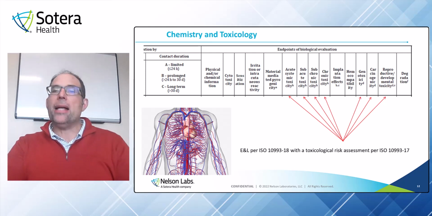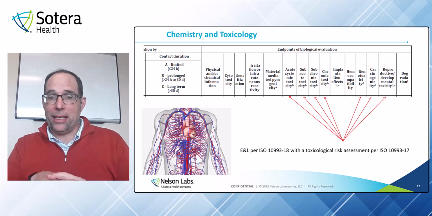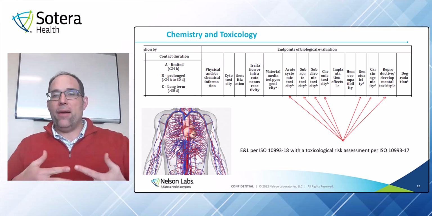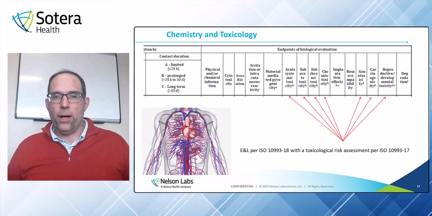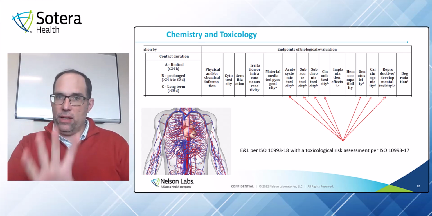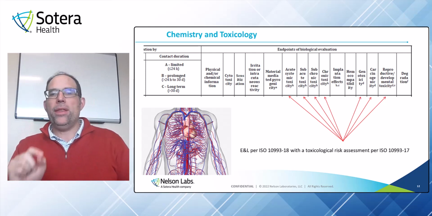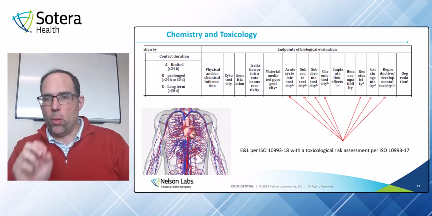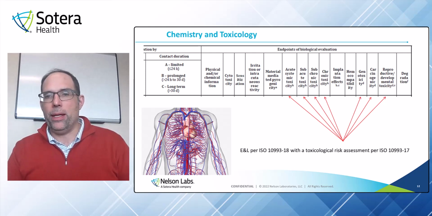The second way that we're currently getting rid of animal testing is actually using extractables and leachables data. So here we have these endpoints that I talked about before. And if you look at these red arrows, these are the endpoints where we could utilize extractable and leachable data, if it's performed correctly, with a toxicological risk assessment to justify the risk of those biological endpoints.